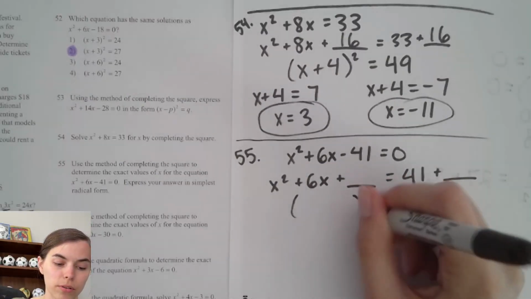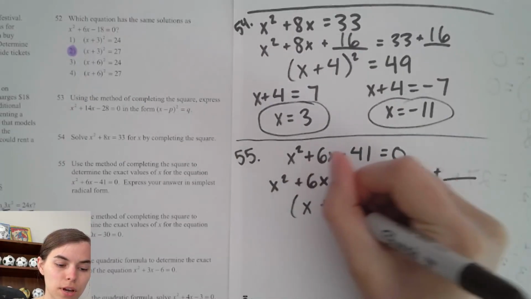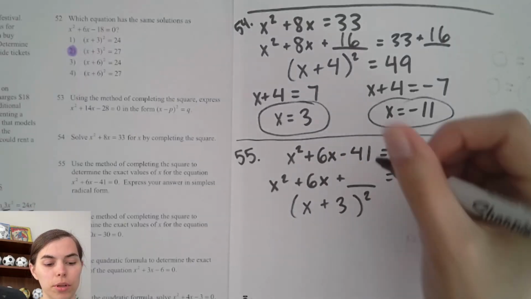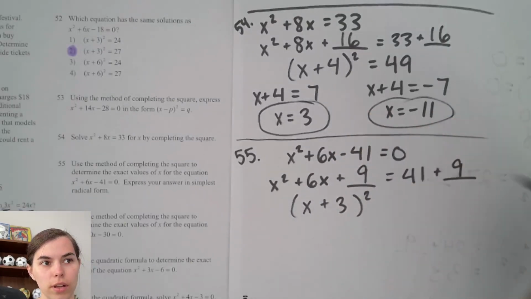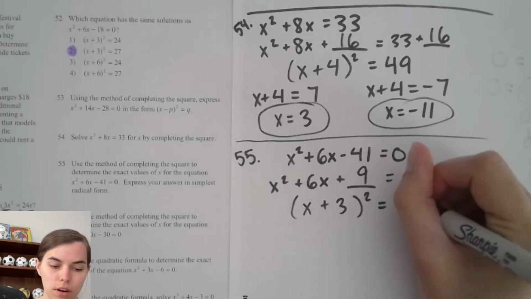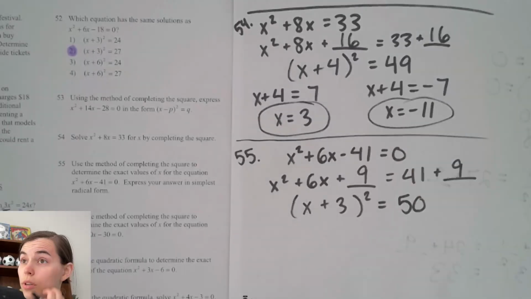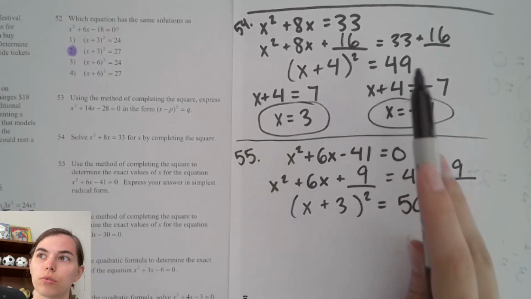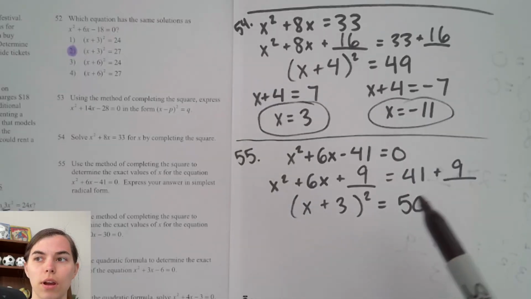Now, same thing as before. The number in the parentheses is half of b. Half of 6 is 3. That means the number up here is 3 squared, which is 9. This is 9. The right side is 41 plus 9, which is 50. So here's where we get to a spot that's different from the last one. Because in the last one, we could find a nice number to multiply by itself to get 49. Here, we don't have such a nice number.